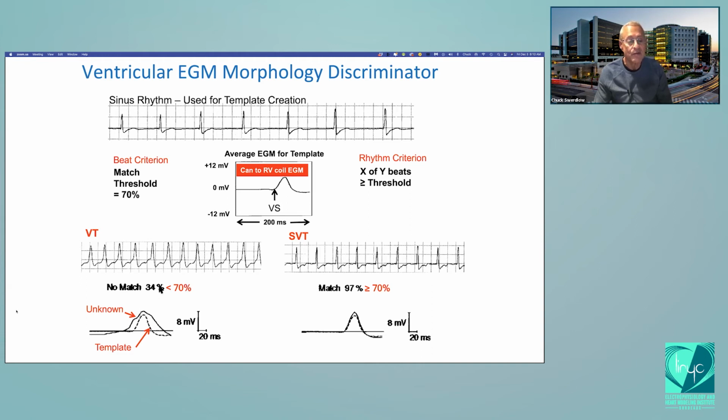And if it doesn't match very well, you call it a ventricular beat. If it matches really well, you call it a supraventricular beat. And then if enough of the beats match, you call the rhythm supraventricular. And typically you only need a few beats to match, like 3 out of 8 or 3 out of 10, because it's very rare for 3 or 4 VT beats in a ventricular tachycardia or ventricular fibrillation to match a sinus beat. Either they're all going to match or none of them are going to match.